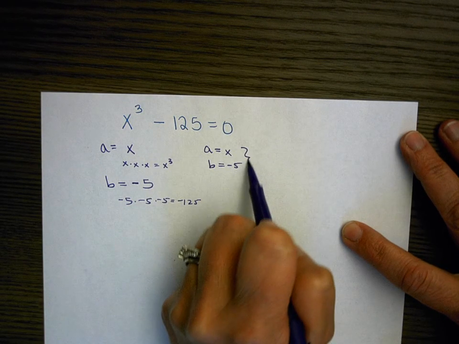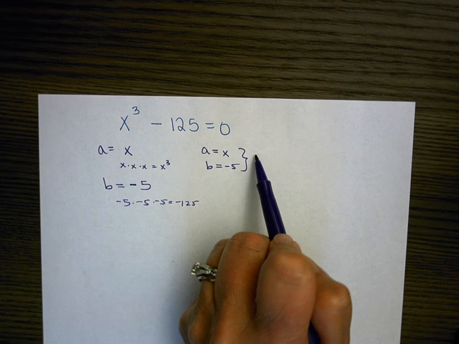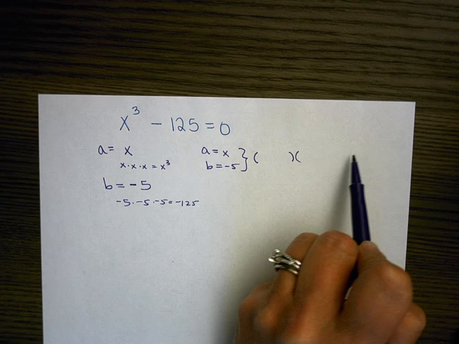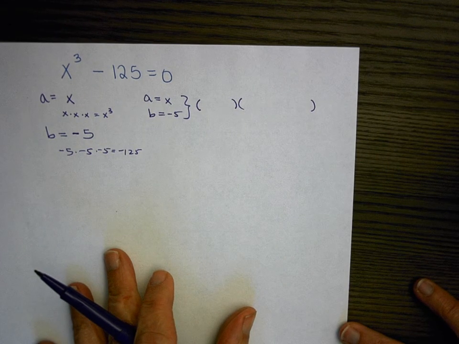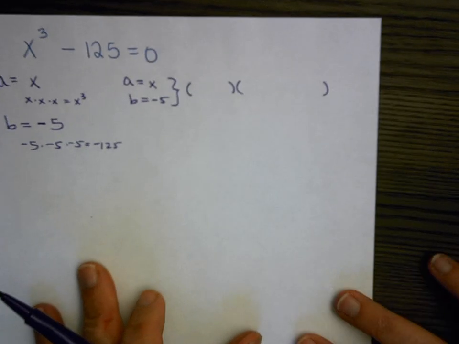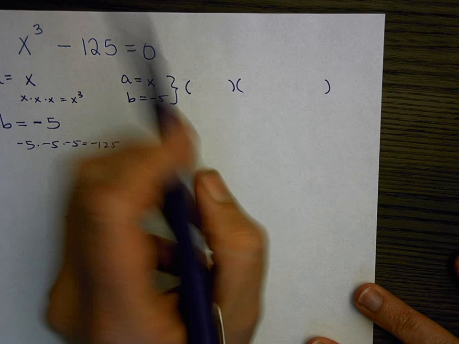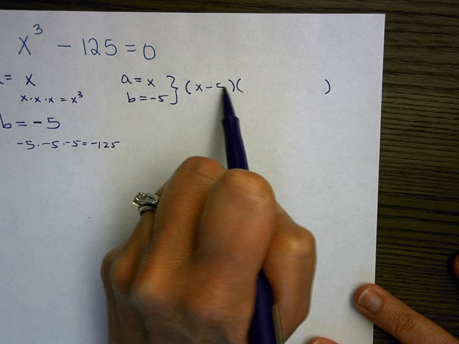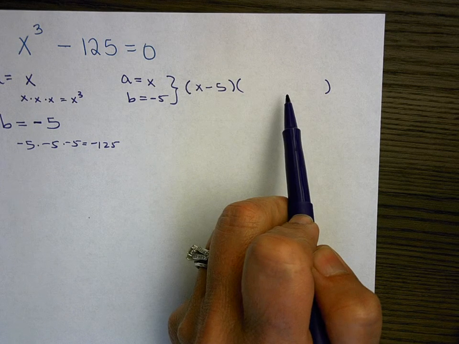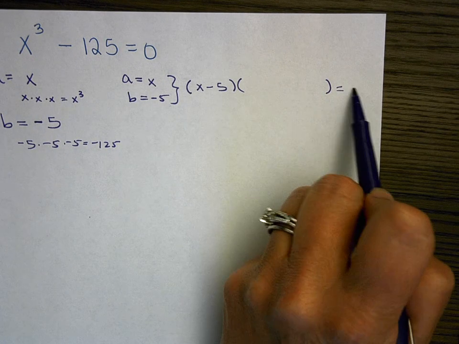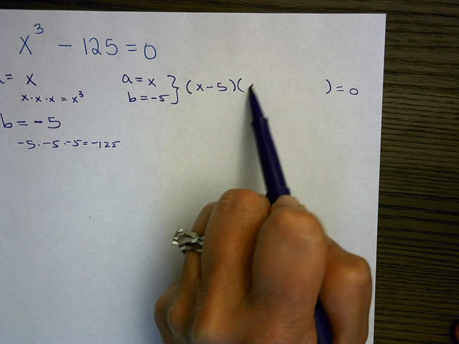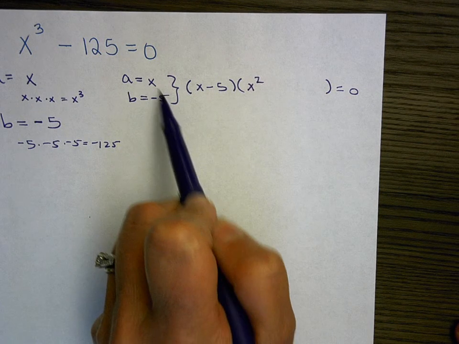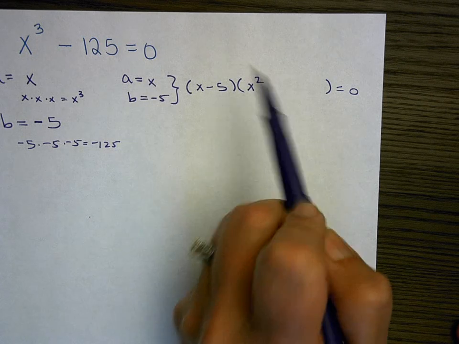So when I go to factor, it's going to be a binomial and then a trinomial. A binomial, then a trinomial. So for that binomial, it's the roots. So my roots were x and negative 5. And then over here, I'm going to square, multiply, and then square. So square the first root, so x times itself. Then I'm going to multiply these two together. So x times negative 5 is negative 5x.